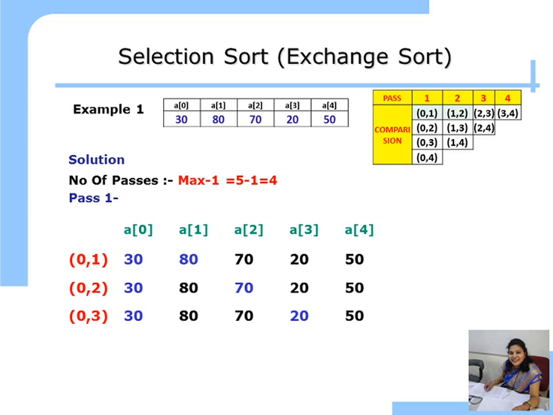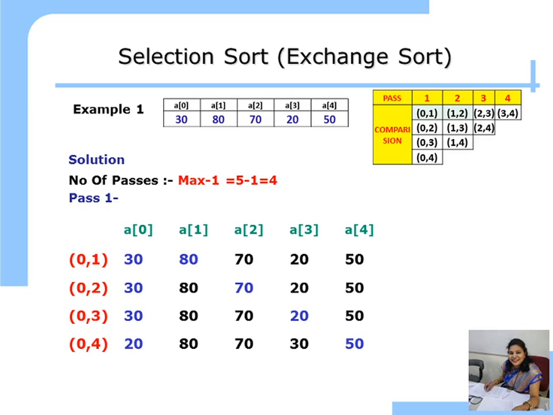The next comparison is between the 0th and 3rd position. What is present at the 0th position? It is 30. What is present at the 3rd position? It is 20. Is 30 greater than 20? Yes. So we will swap it. So 20 will come at the 0th position and 30 will go to the 3rd position after swapping. So our array will be 20, 80, 70, 30, 50.